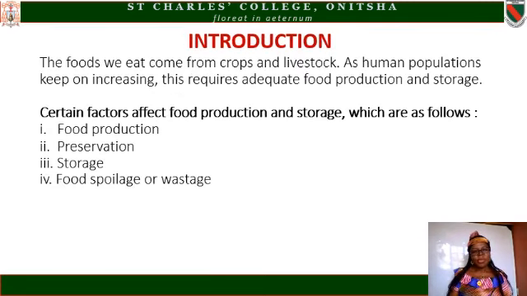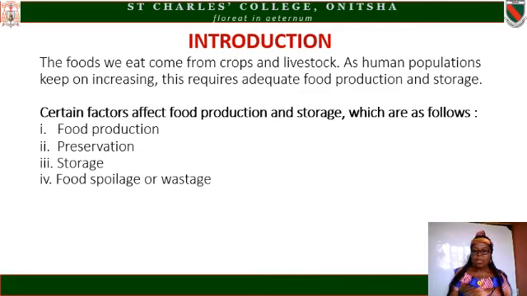Okay, food production and storage. We all know that all living things need food, especially man. And all this food we eat on a daily basis, many times a day, comes from crops and livestock. The crops are the food crops like rice, cassava, mango, and the rest. And the livestock are the farm animals like the cow, cattle, sheep, poultry, and others.